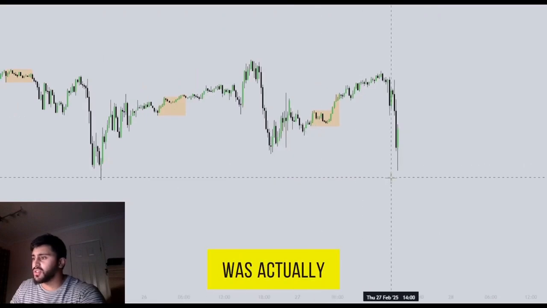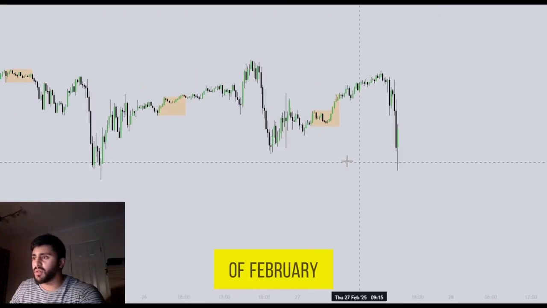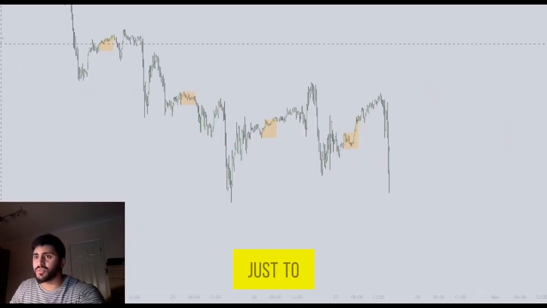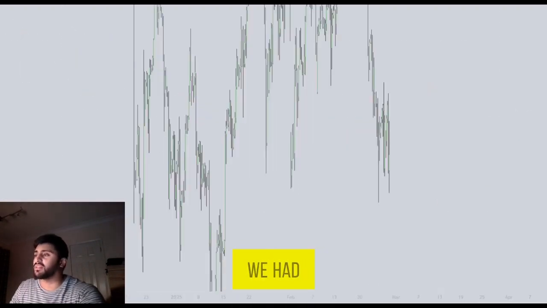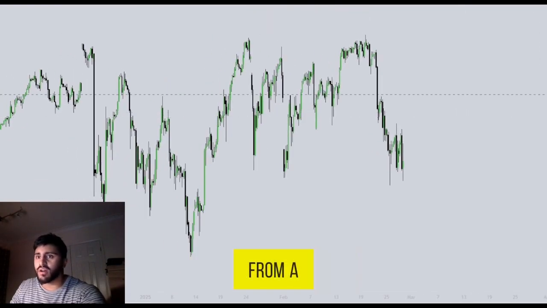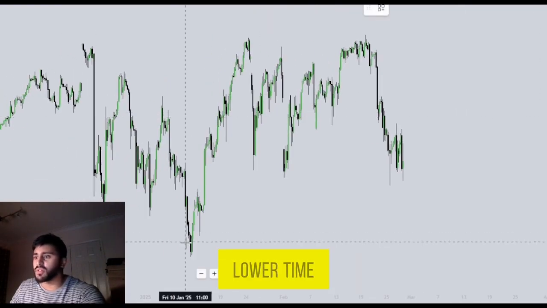Last week, and it was actually on Thursday, the 27th of February. So we're going to break this down in terms of the power of three first. So what we had, let's go to the higher time frame and see what we had. On the higher time frame, it's important to understand your basic market structure from a higher time frame perspective. Then we go down to a lower time frame perspective.